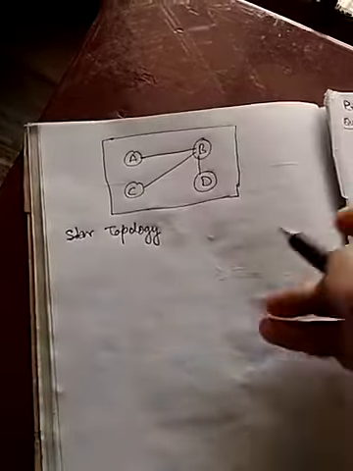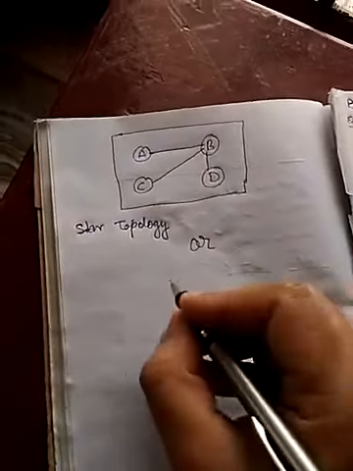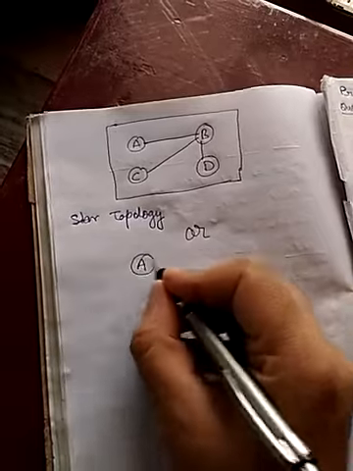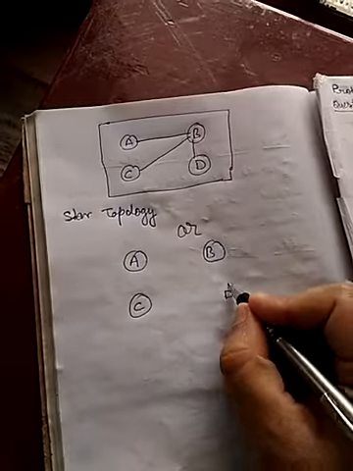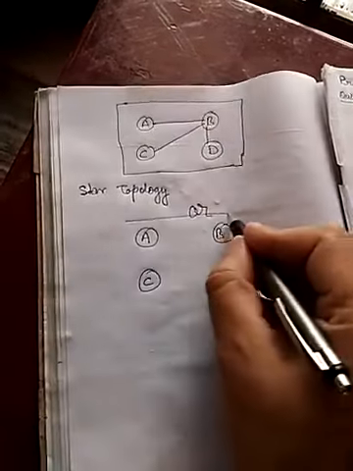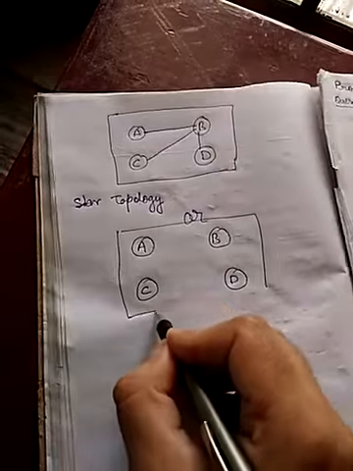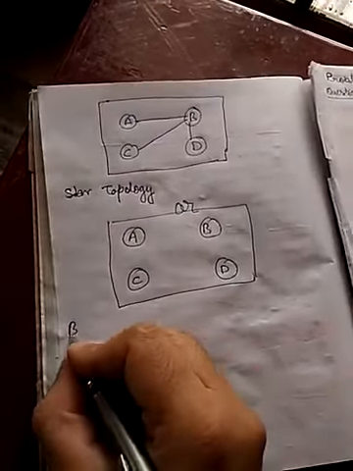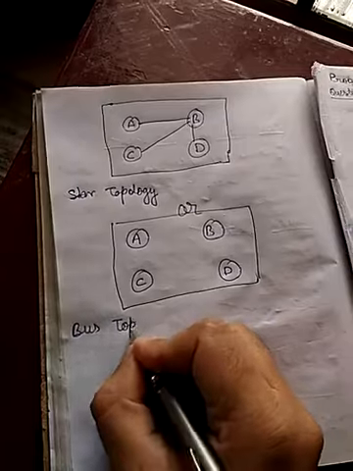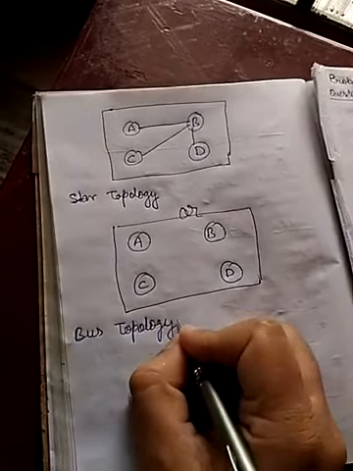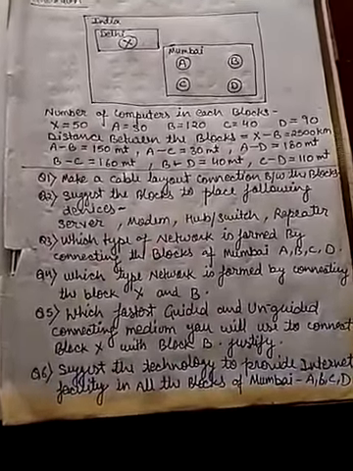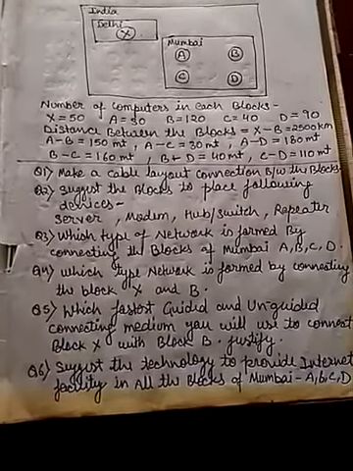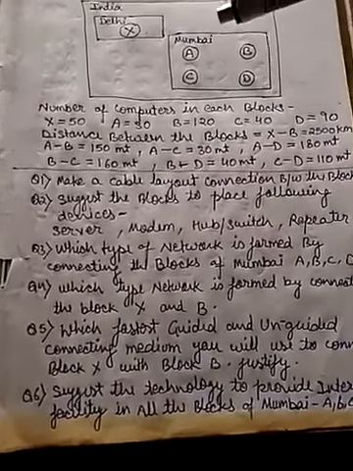And if you want to make the bus topology between the blocks, then this can be done in this way. A, B, C, D. Suppose there are these 4 blocks and we are making the bus topology between the blocks. In bus topology, all the nodes are connected through a single wire by using the minimum distance, the shortest distance. So how can we make this?